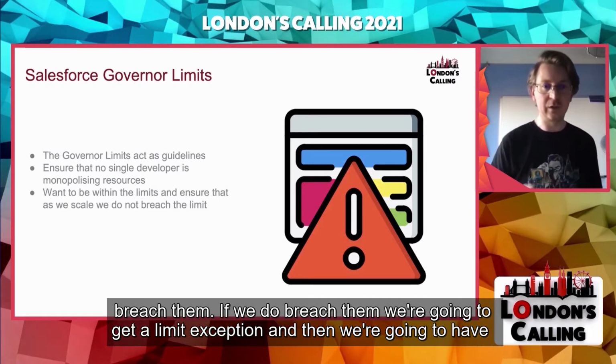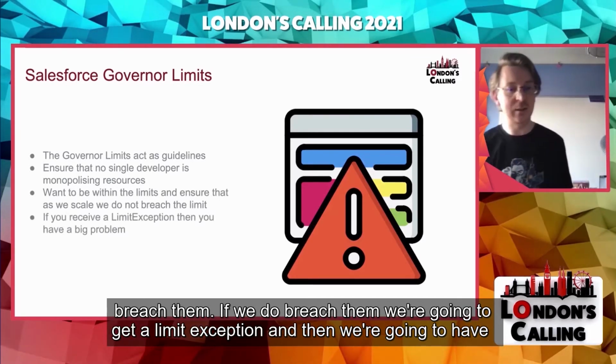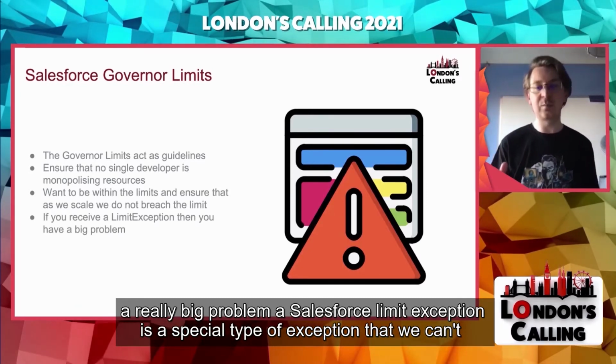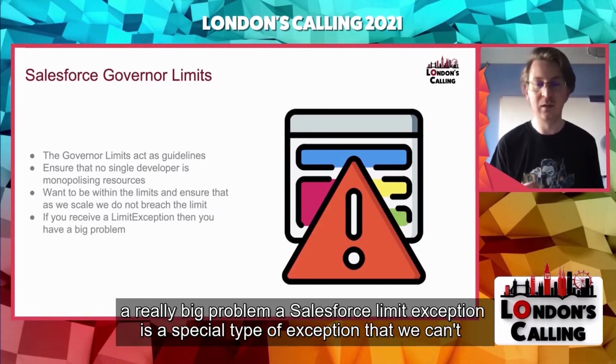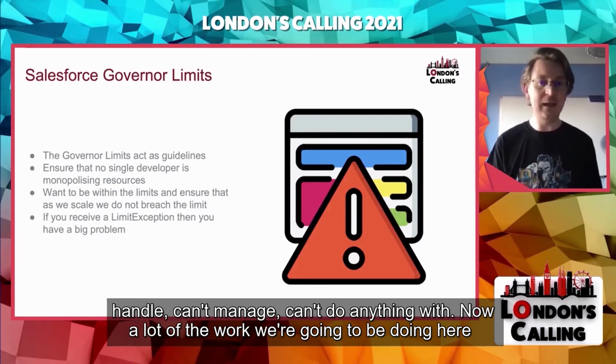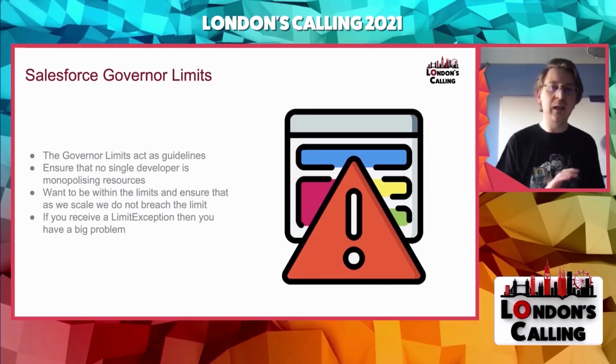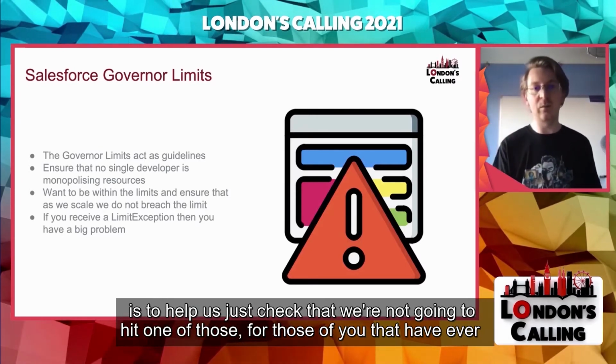If we do breach them, we're going to get a limit exception, and then we're going to have a really big problem. A Salesforce limit exception is a special type of exception that we can't handle, can't manage, can't do anything with. Now, a lot of the work we're going to be doing here is to help us just check that we're not going to hit one of those.